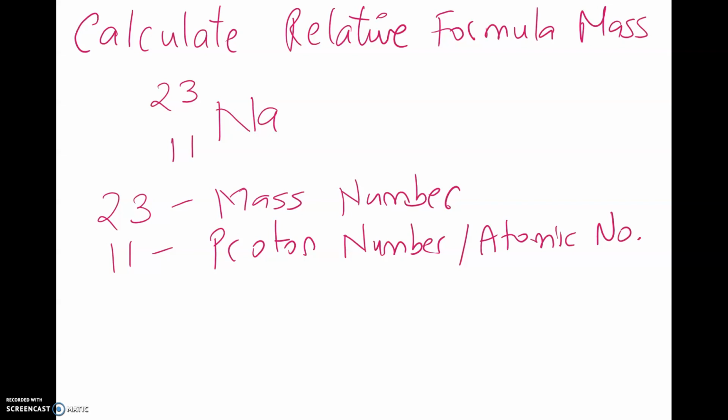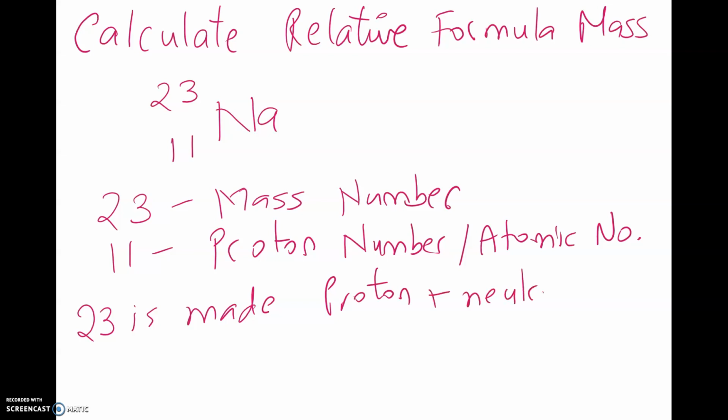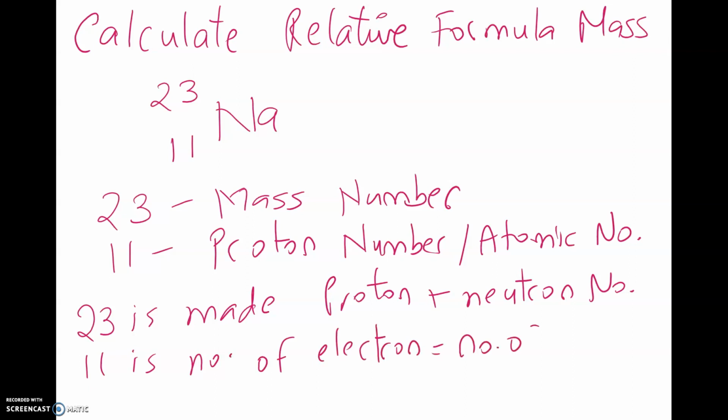Now, the 23 is made of the proton plus neutron number, and 11 is the number of electrons, which is equal to the number of protons. So, in order to calculate the relative formula mass, we are going to need the mass number.